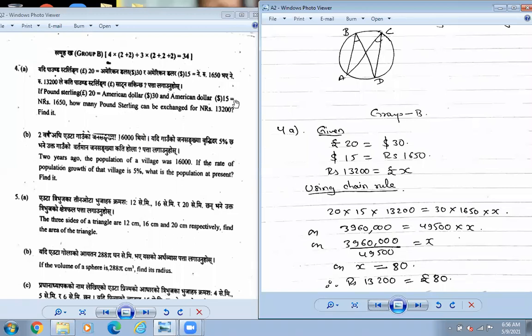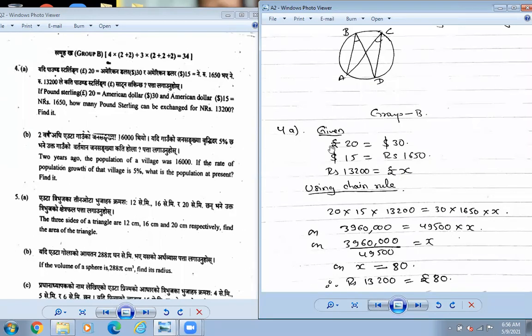Dollar is here. Dollar 15 equals NRS, that means Nepali rupees 1650. So dollar 15 equals 1650, write that. Since we wrote rupees here, we must write rupees here too. Now find where rupees is. Rupees is given: 13200 equals to... Now what should the rupees end with? At the last there is pound. Since it started with pound, it must end with pound. Okay, write pound. Now how many pounds are given? Pound is not given, so let us suppose it as x.